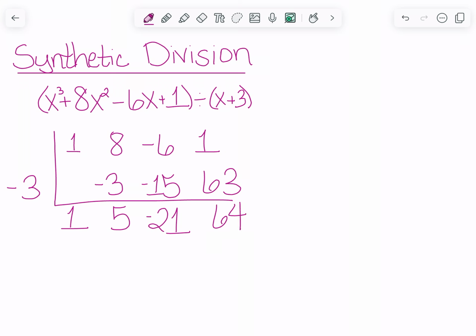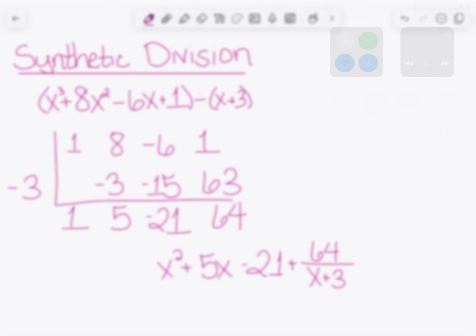Our remainder is 64. So it is written as 64 over x plus 3. The next number in the list is my 1s, my constants. The next number would be my x number. That gives us a 5x. And then the next term would be the x squared term. This gives us a solution of x squared plus 5x minus 21 plus 64 divided by x plus 3.